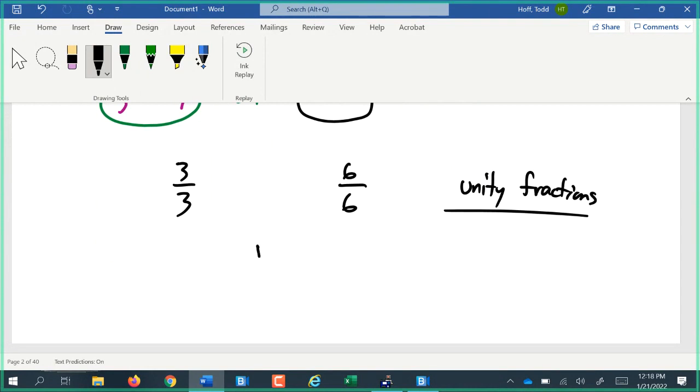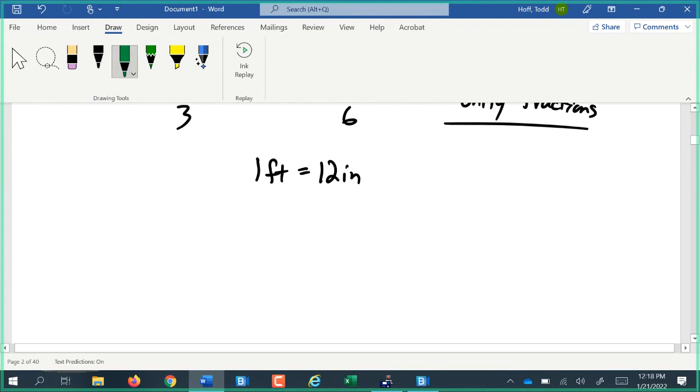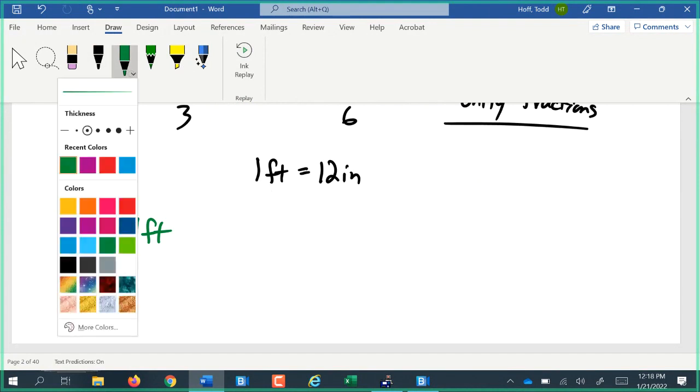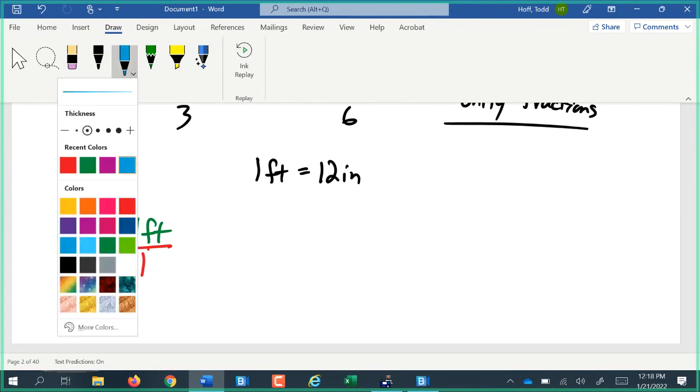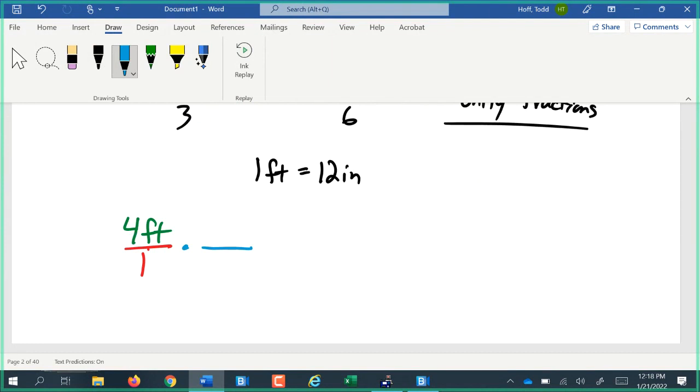We know that 1 foot equals 12 inches. That can become a unity fraction. So if I have 4 feet and I want to convert it, I can actually use that unity fraction. First, I have to make the 4 feet into a fraction by putting it over 1. And now I know that if I multiply by a fraction that has one of these as the numerator and the other as the denominator, I might change the appearance, but I can't change the value.